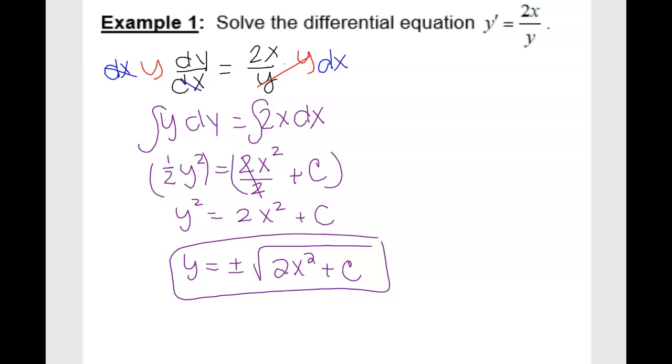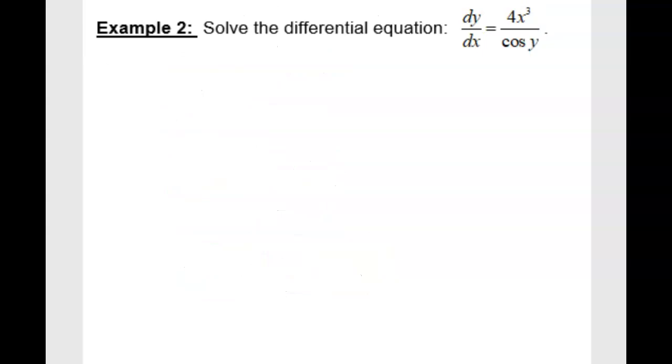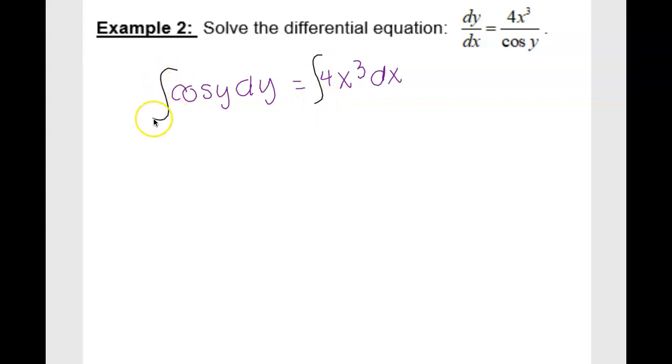So example number 2. We have dy dx equals 4x cubed cosine y. So once again, what you want to do is get dy's on the left, dx on the right. So we're going to multiply by cosine y, dy equals 4x cubed dx. Once you have all your y's on the left and x's on the right, you take your antiderivative.